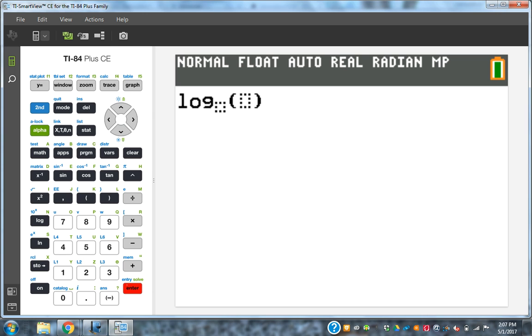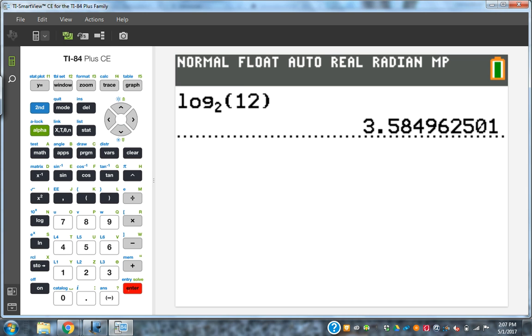So we're doing log base 2. I'm going to put the 2 there at the base and then press the right arrow key and that'll move it over to the next spot. And then we're going to use a 12 there. And just hit enter. And it'll evaluate. 2 to what power gets me 12? Rounding to the nearest thousandths, that'd be 3.585.